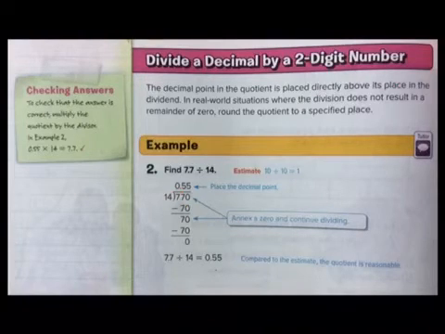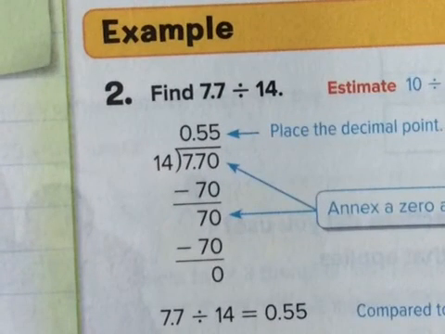The same thing applies when you're dividing by a 2-digit number. Now here you have 2 decimal places, so put the decimal right at the top right away. Okay? Take it right away, put it on the top, and then you look at 14. How many 14s are in 7? 0. But how many 14s are in 77? 5. And then you go ahead and divide, okay?